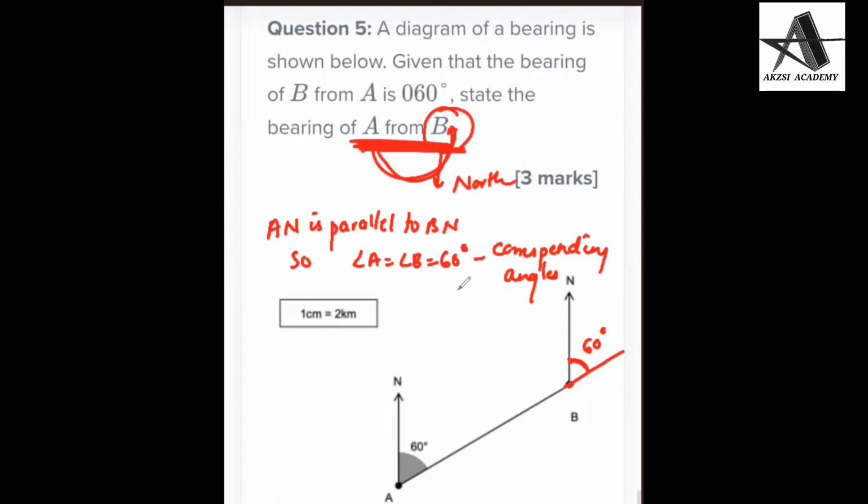Corresponding angles. Now what we have to calculate? We have to calculate the bearing of A from B. That means from B, move till you reach A. This is already 180 as I told you, because it's a semicircle, right? Half. So if this is already 180 degrees, then 180 and 60 degrees will give you 240 degrees. So the whole angle is going to be 240 degrees. This is your final answer.